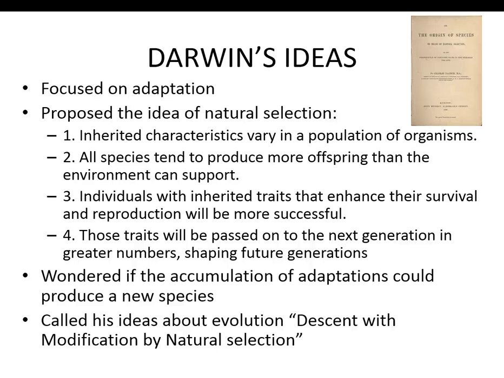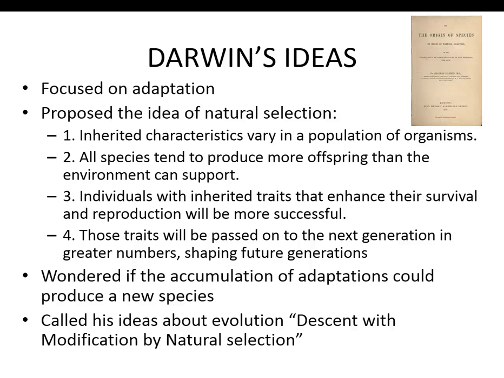So, Darwin took all of these ideas that he had and mulled them around for a long time, and eventually published a work called On the Origin of Species by Means of Natural Selection. In this publication, he was very focused on adaptation because that's the thing that he saw as most fascinating. Within his idea of natural selection, which is Darwin's mechanism for evolution, or the way that he thinks evolution occurs, there are some basic ideas.